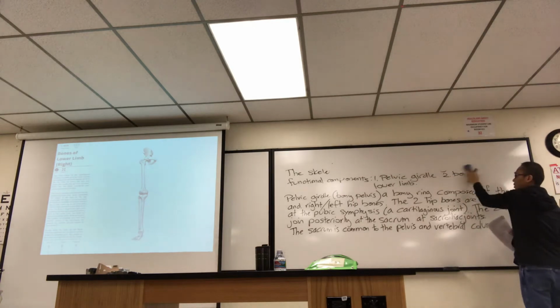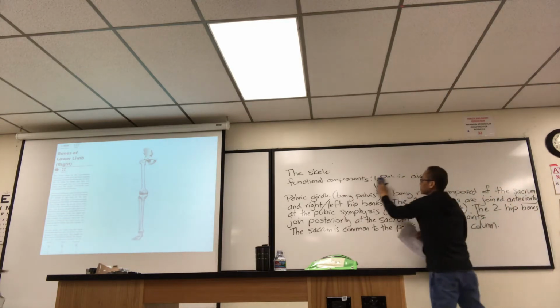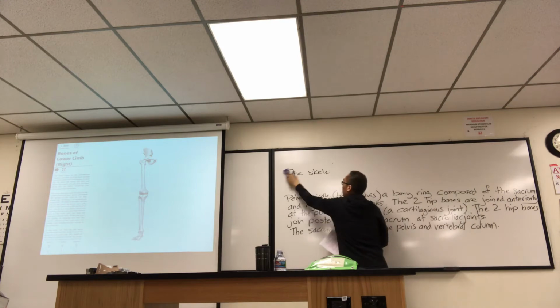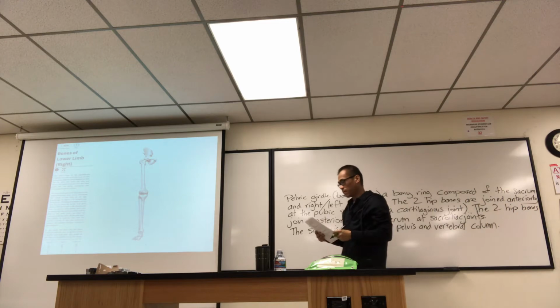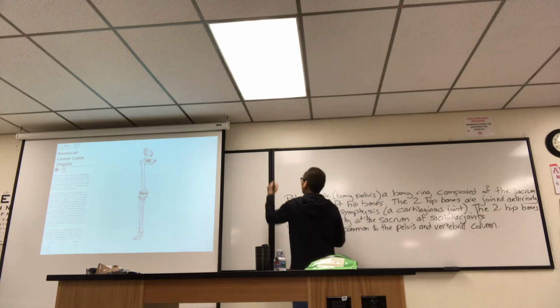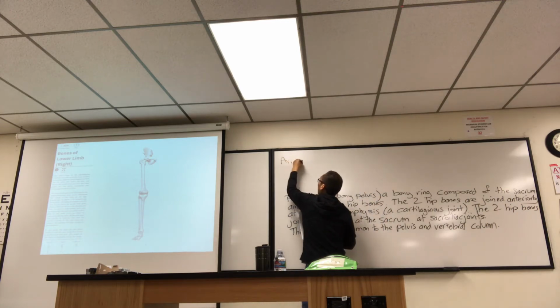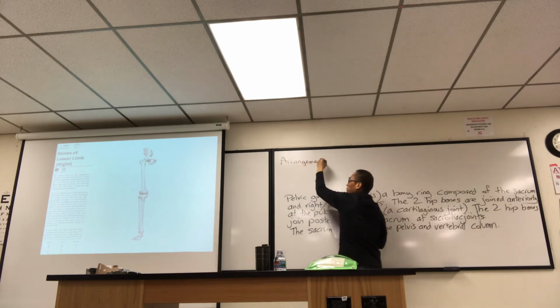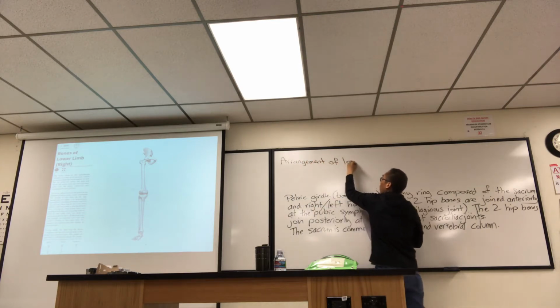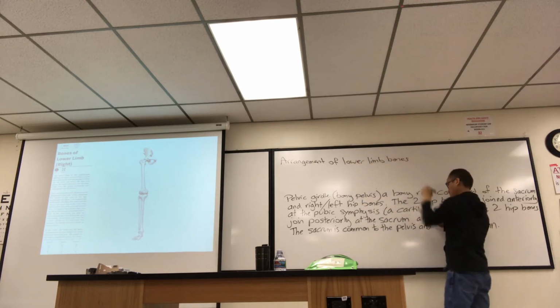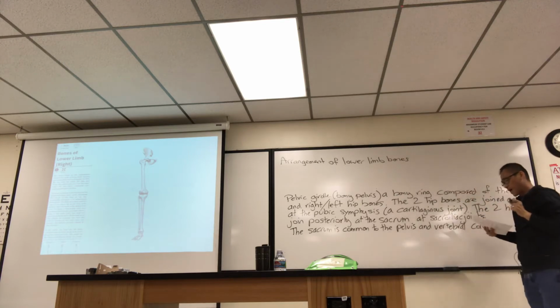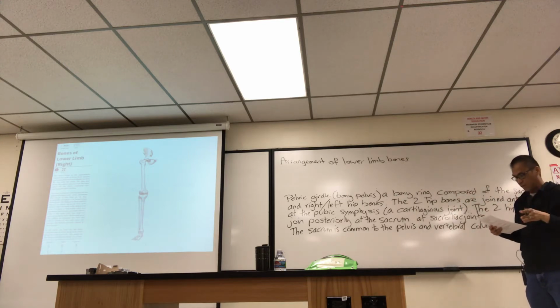And so when we talk about the lower limb, we got to talk about the weight-bearing function of it. You don't talk about that for the upper limb. We don't walk on our hands. We walk on our feet. So arrangement of lower limb bones is so that body weight is transferred from the vertebral column to the pelvic girdle, to the hip joint, to the femurs.